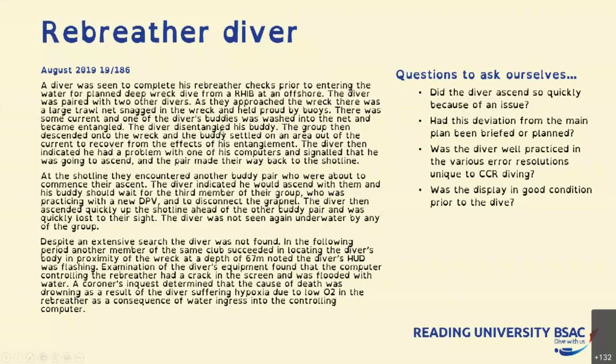Had the deviation, so what they decided to do, you know, okay, we're going to go back to the line, and then suddenly a shuffling round of the buddy pairs. Had that been briefed or planned? So had they thought about, okay, if this happens, then you'll go with this person if we encounter that, or anything like that? Was that diver well versed and well practiced?